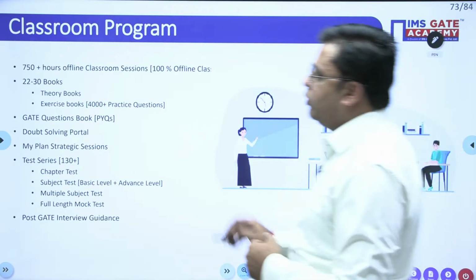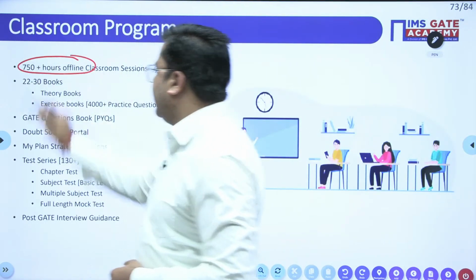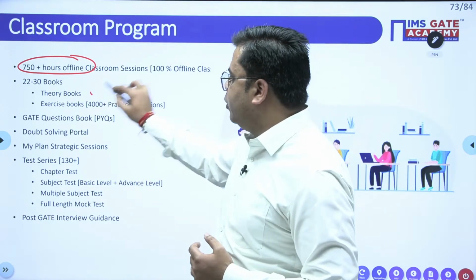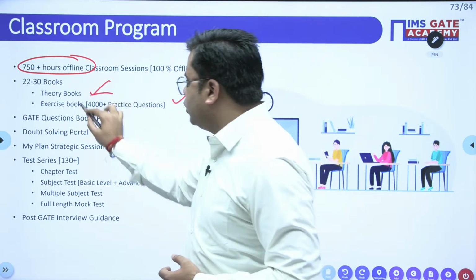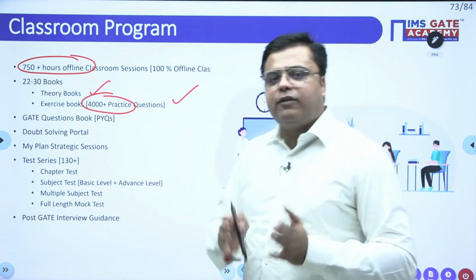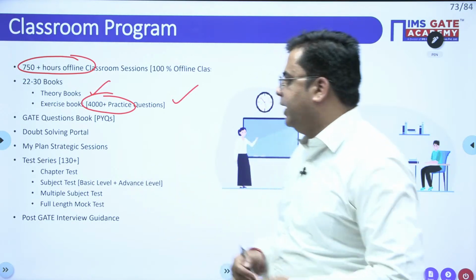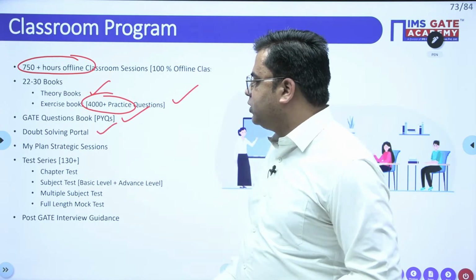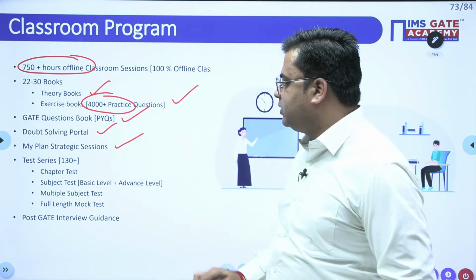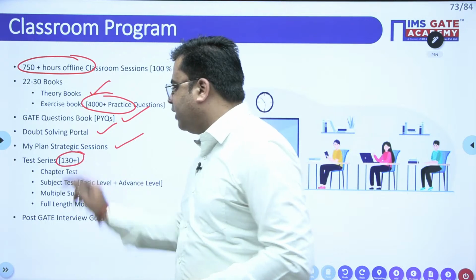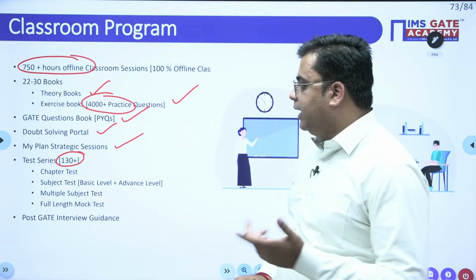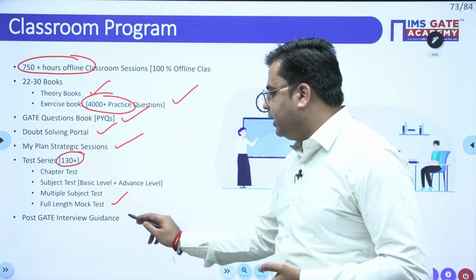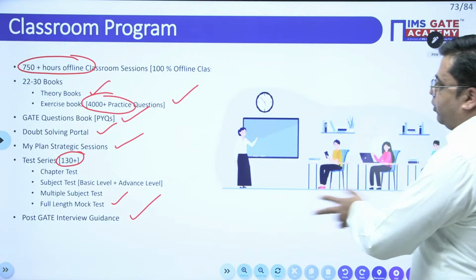In our classroom program, we provide 750 hours of offline teaching. Along with it, in order to practice, we provide you with theory books and exercise books containing 4000 plus practice questions which are well versed in level 1, level 2 and level 3. Then we provide you with the GATE previous year question book. We have a very good doubt solving portal. Along with it, we provide My Plan strategies, and we provide a test series with 130 plus tests, in which we provide chapter tests, subject tests, multiple subject tests, full length tests, and then we have a post GATE guidance interview program, right?